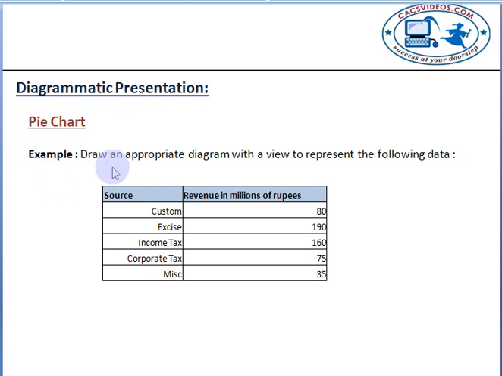So let's take one example. Draw an appropriate diagram to represent data from the following table. See, here you have different sources like customs, excise, income tax, corporate tax, and miscellaneous, and the revenue in millions of rupees is given. So now we will draw one pie chart for this example.